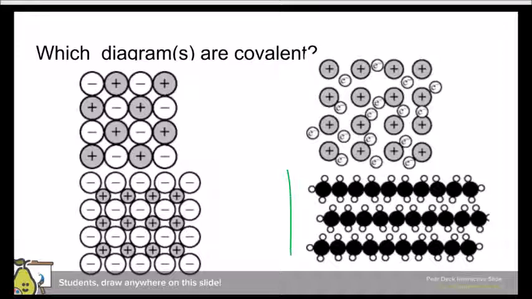Notice over here on the right, that's a molecule. That's a macromolecule, whatever it is. But we know it's covalent because it's not made up of positive and negative charges attracting each other like the ionic and the metal are.